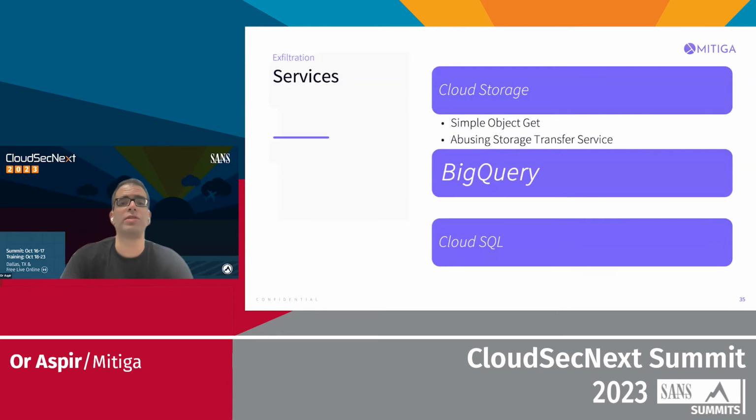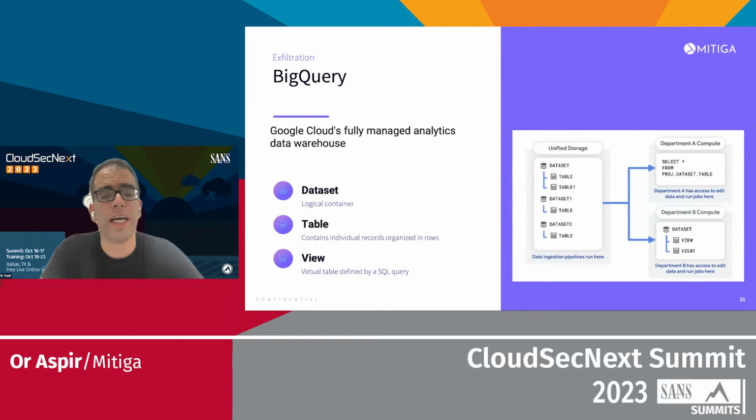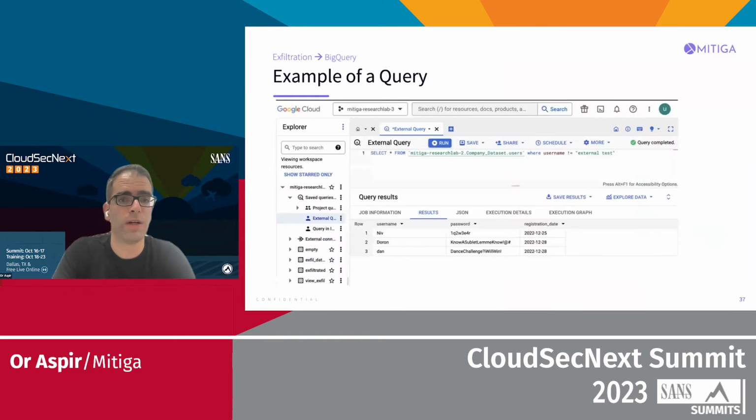So we finished now with Cloud Storage. Let's continue to another popular service called BigQuery. If you don't know, BigQuery is a very popular service in GCP. It's the managed analytics data warehouse, and the resources you need to look for regarding exfiltration are datasets, tables, and views. But of course, there are more.